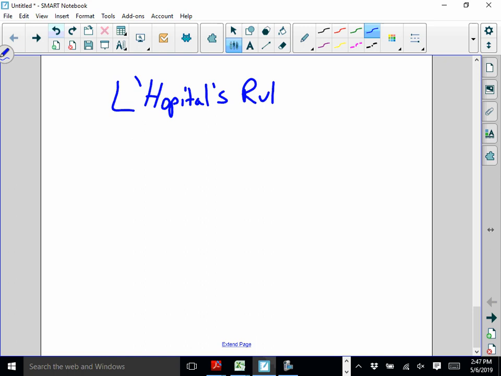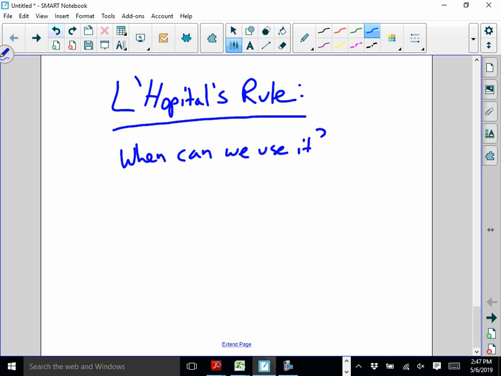Okay? When can we use it? We can use it when our limit comes out to 0 over 0, or plus or minus infinity over plus or minus infinity. Okay? Again, if this is a multiple choice, you don't have to really worry too much about your notation, but still make sure you check to make sure you have a case where we can use it.